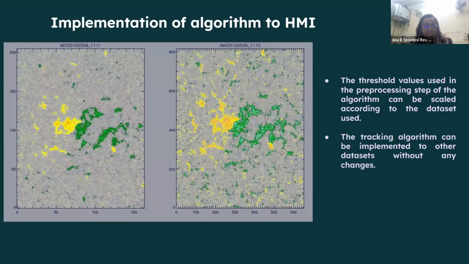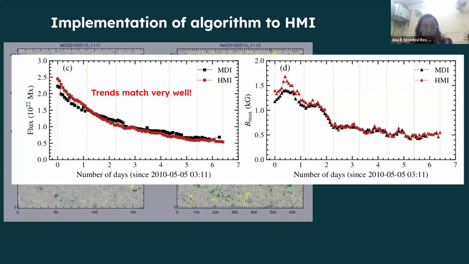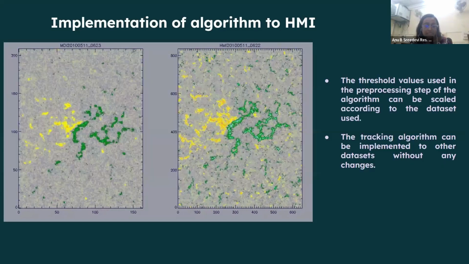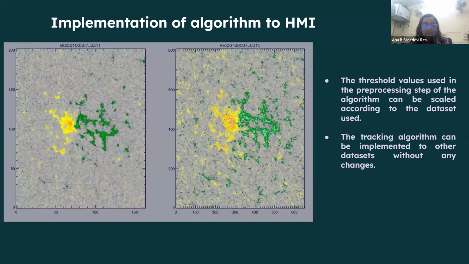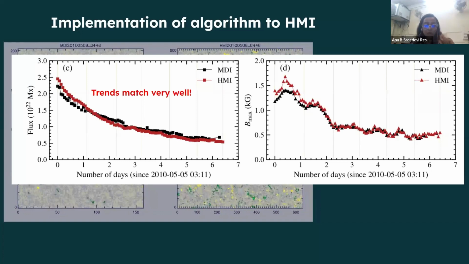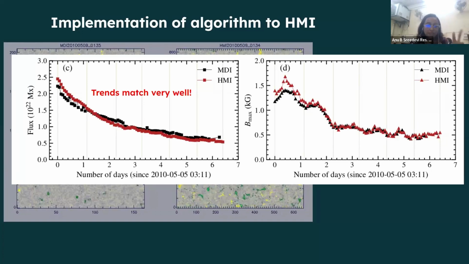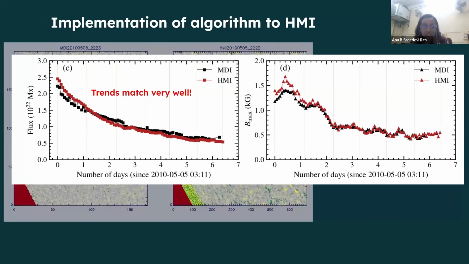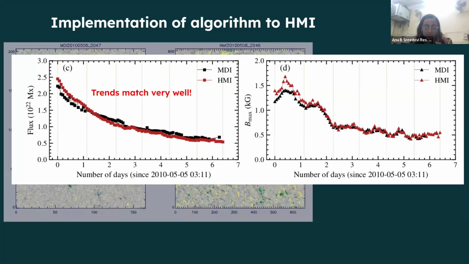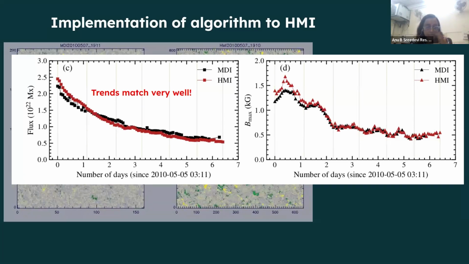So this is the same BMR in MDI and HMI in the overlapping period, and we checked how the flux and Bmax evolved in MDI and HMI. We see that the trend is matching very well. So we were successful in implementing the algorithm to HMI too.